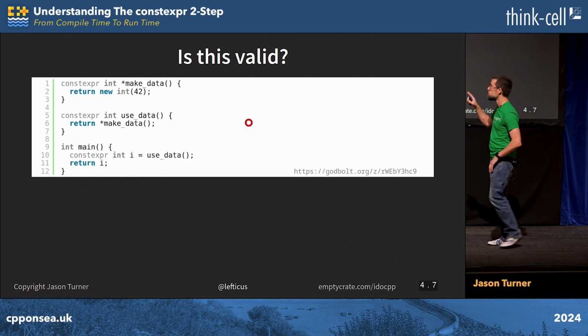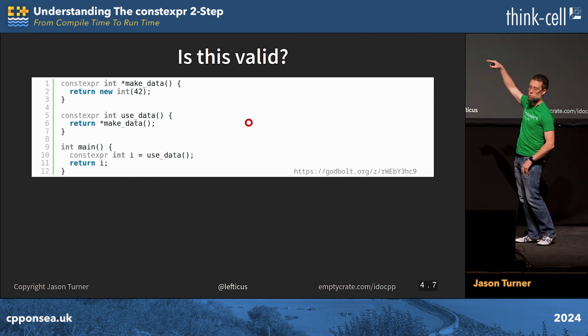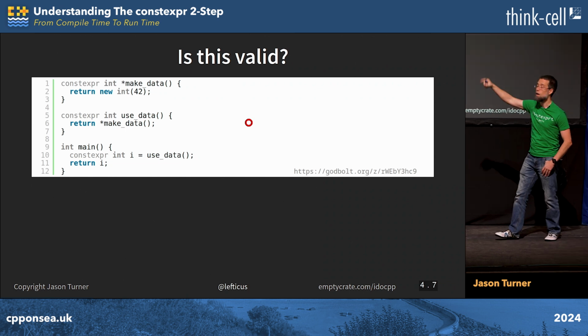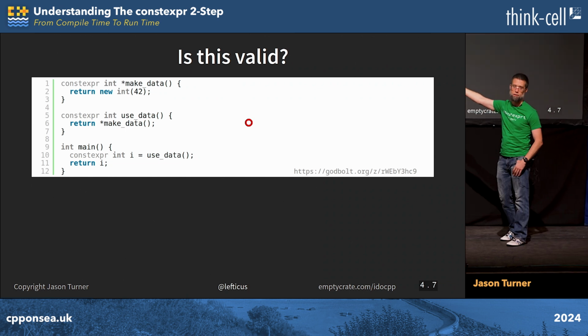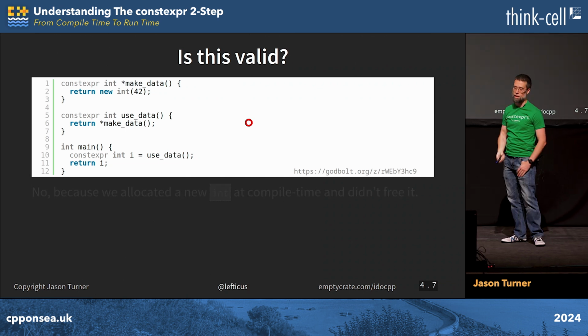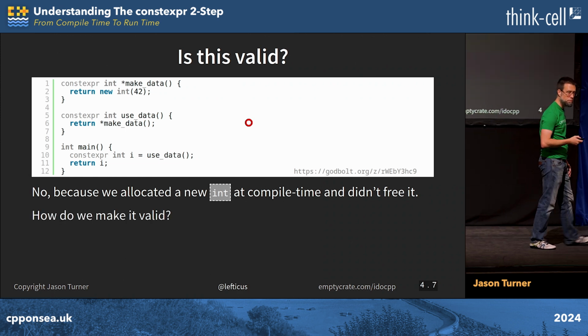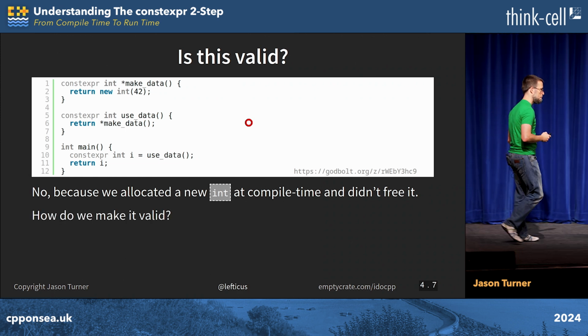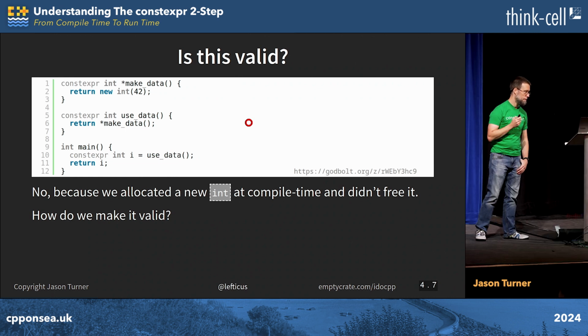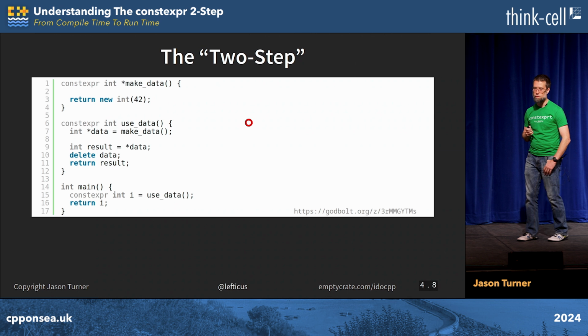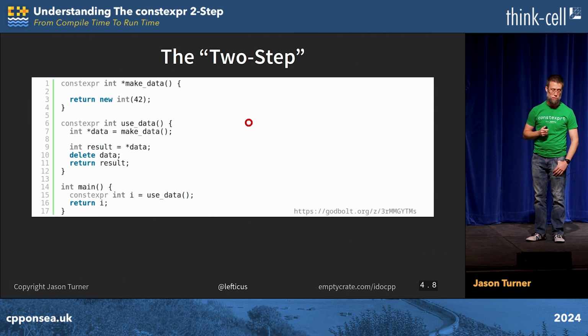Because now I have actually pushed this computation, even though it was doing it at compile time anyhow as an optimization choice, now I'm saying it must be done at compile time, and the compiler is saying, no, sorry, you're not allowed to leak memory at compile time. Okay. So, how do I make this valid? And that is effectively the point of this talk.